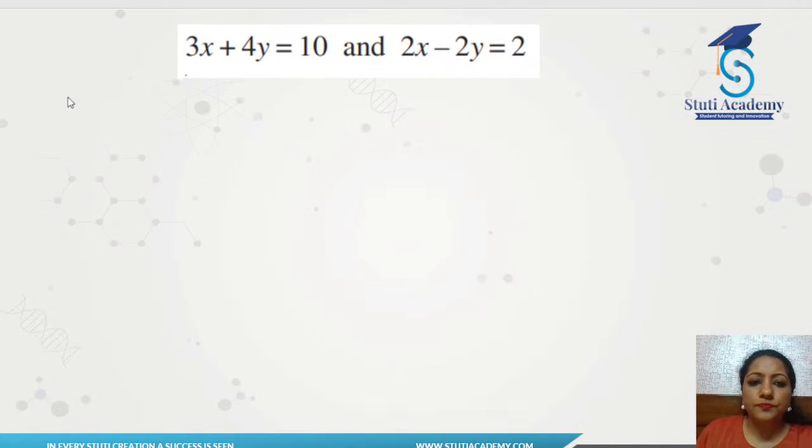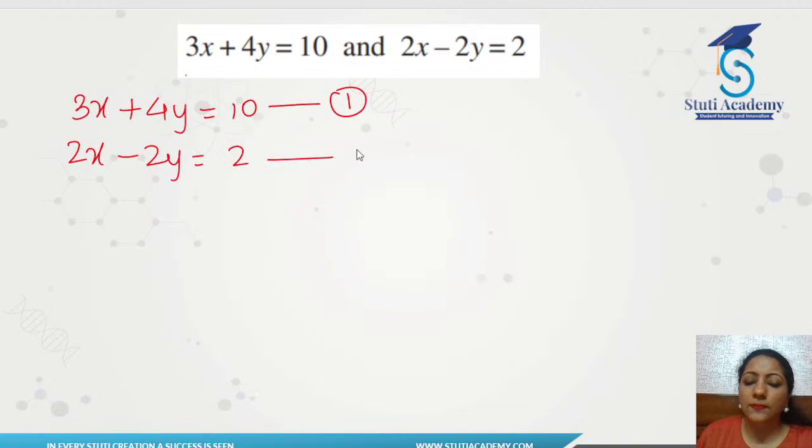Let's discuss one more. So this is 3x plus 4y equal to 10. That's the first equation. 2x minus 2y is equal to 2. That's the second equation. Now either I can eliminate here x. If I decide to eliminate x, then I'll have to multiply the first equation by 2 and second equation by 3. Otherwise, I can also decide to eliminate y, because here I have 4y. In order to make this 4y, I'll just have to multiply the second equation by 2. So that will make my work easy.